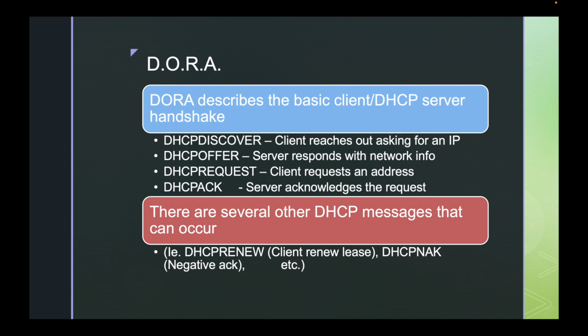So your client comes up and you say, oh, I want to use this network. First thing it does is a discover. It sends out and says, hey, I need some network information. And it will go through a router to a DHCP server.